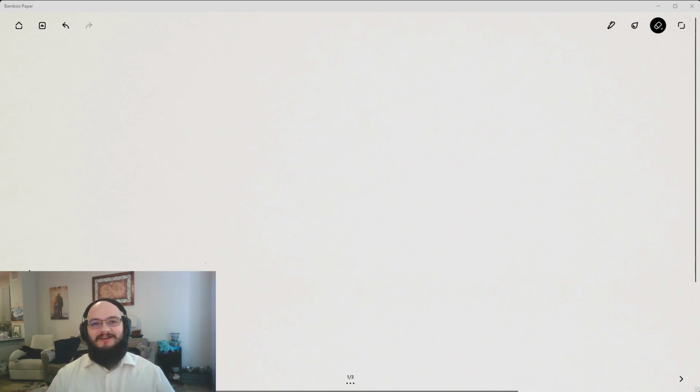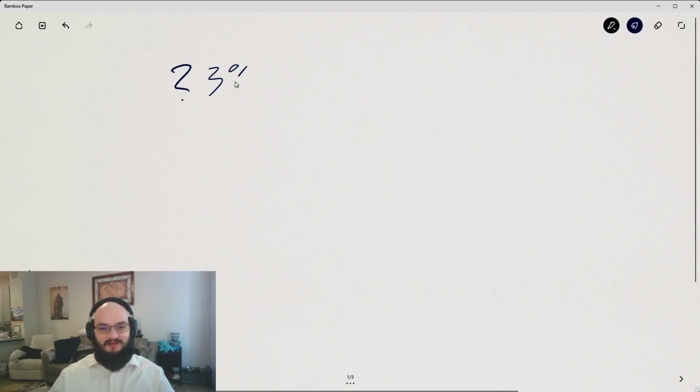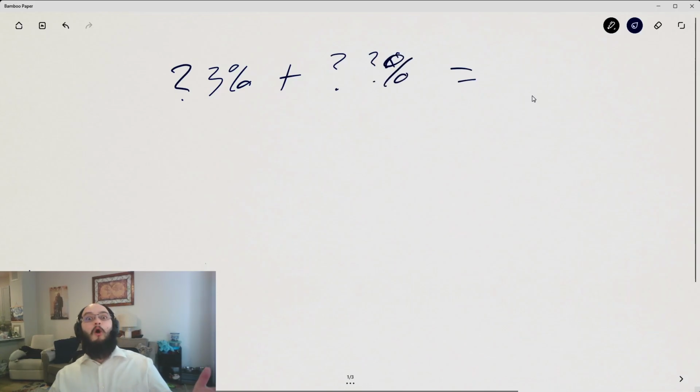Let's talk about everybody's favorite type of word problem, mixture word problems. Mixture word problems are the ones where you will have some amount at 3% plus some amount at some percent is equal to whatever final mixture you're trying to get to.